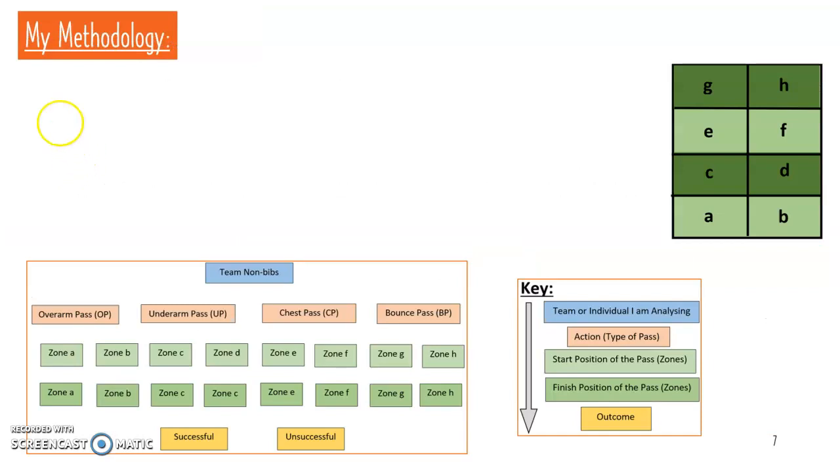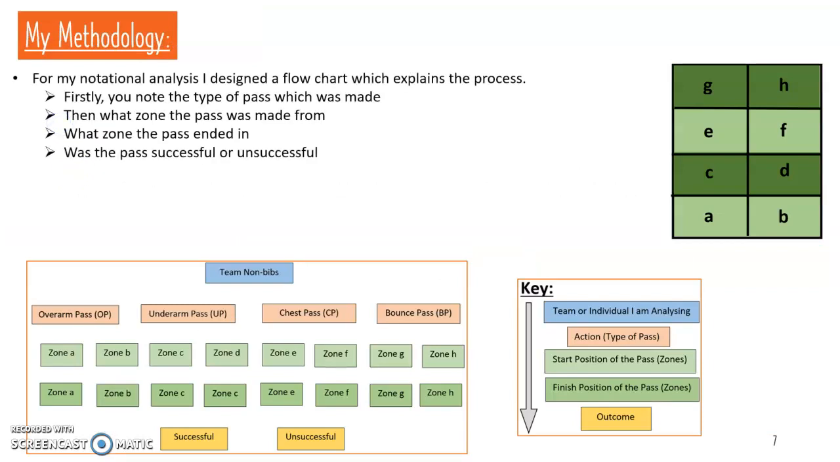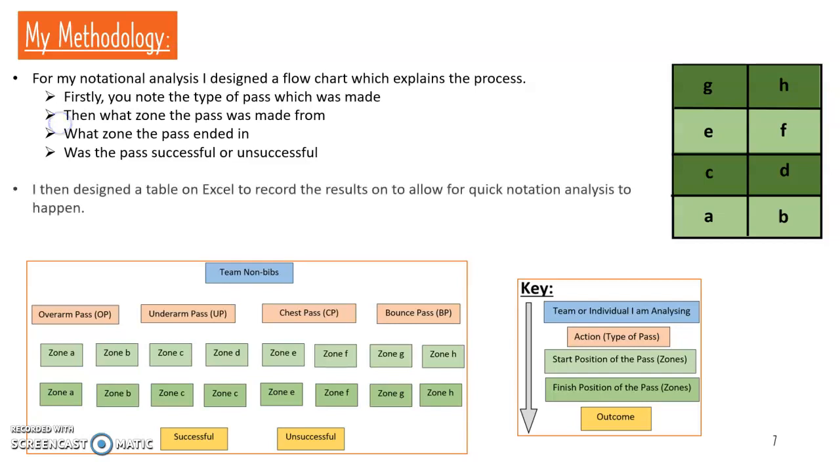So, my methodology. For my notational analysis, I designed a flowchart which explains the process. You can see this in the bottom left of the screen. Firstly, you note down what type of pass was made. This would either be an overarm pass, underarm, chest pass, or bounce pass. Then what zone the pass was made from. You can see these zones in the green pitch, which is labelled A, B, C, D, E, F, G, and H. Then you note down what zone the pass ended up in, and then was the pass successful or unsuccessful.